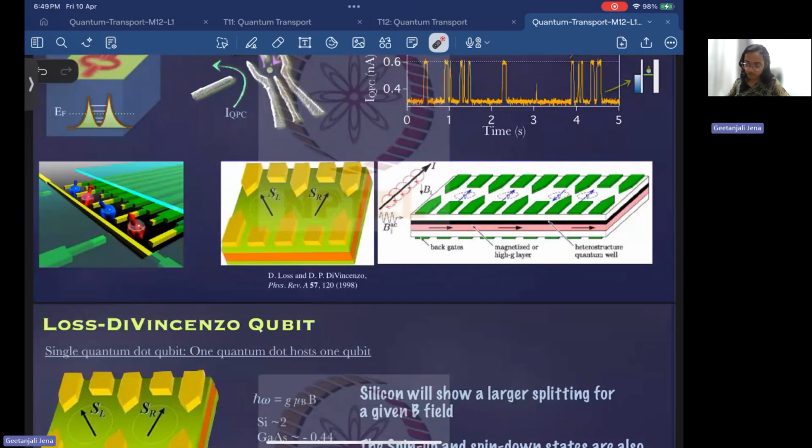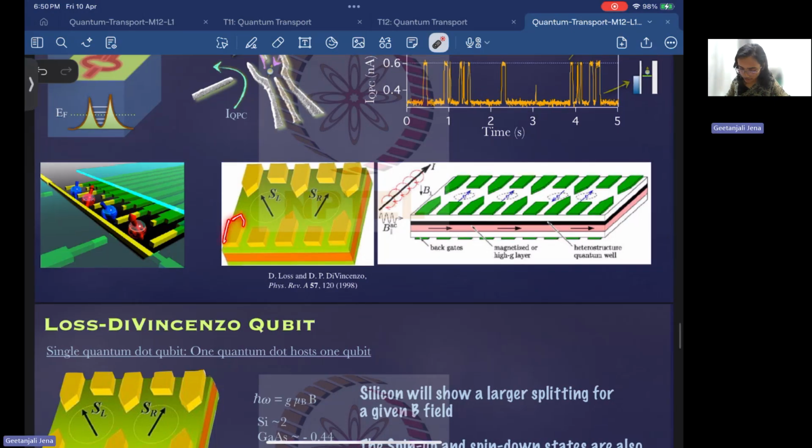we have a schematic of the gated quantum dot to make a design of a spin qubit. So if you look at this figure, we have various gates, various gated quantum dots. Okay.